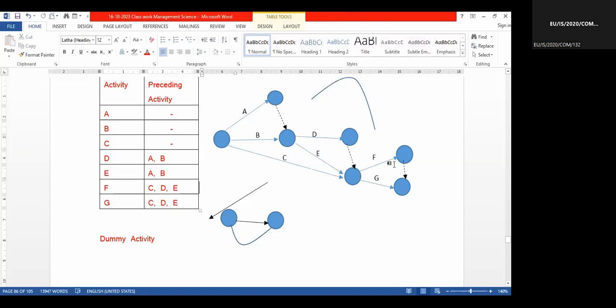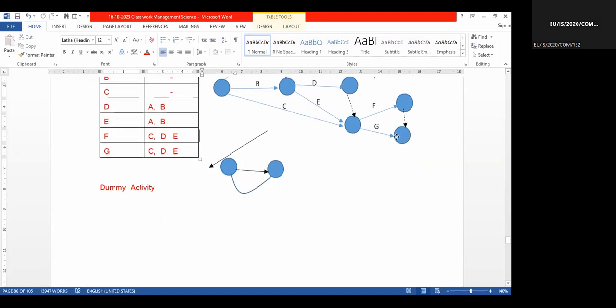But I cannot bend it and connect it with this G and A by bending. Can't. That is not a good practice. That is also wrong. Not only is it not good practice, it is also wrong.